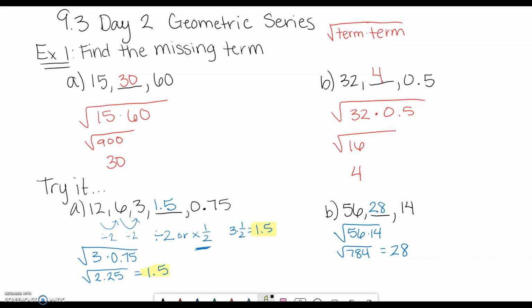And then the next one, we can't really see a pattern here because we don't have enough terms, so we use the formula. 56 times 14 is 784. Take the square root and we get 28.